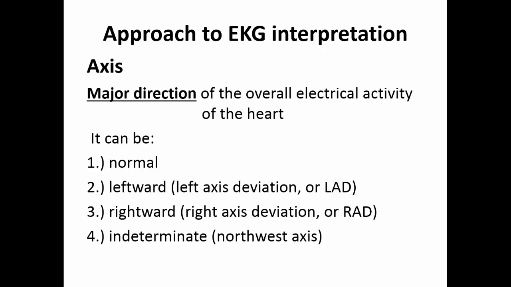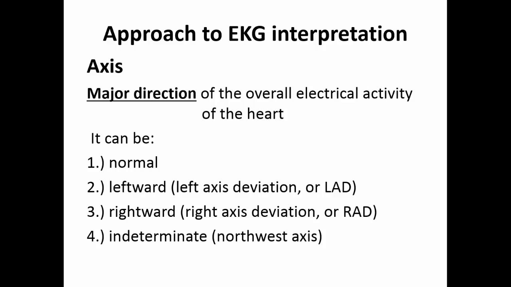Let's talk a little bit about axis. The axis basically means the major direction, or the direction that most of the electrical activity is headed towards. It starts in one area of the heart and extends, for the most part, from the right upper heart to the left lower heart. And that's normally how it goes. It starts right upper and goes to left lower.